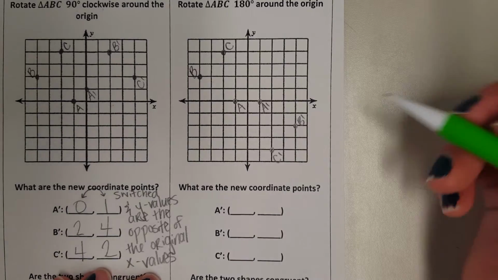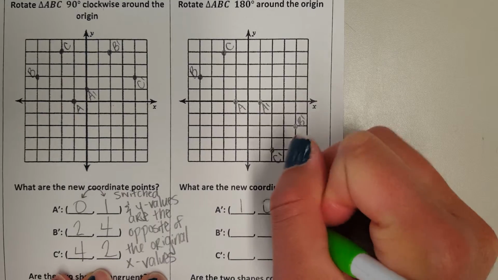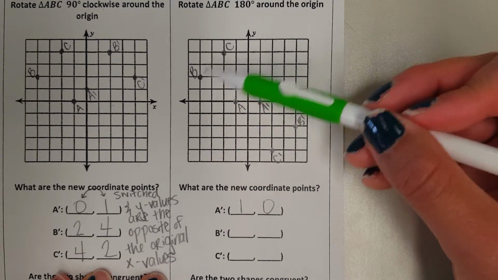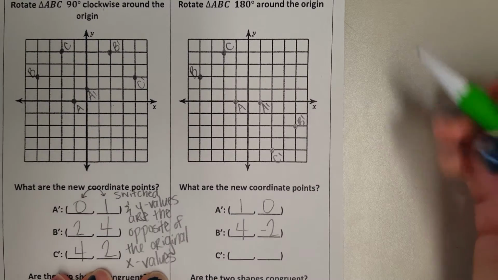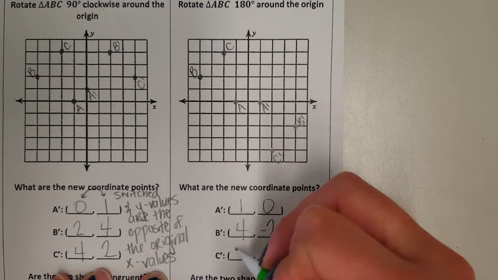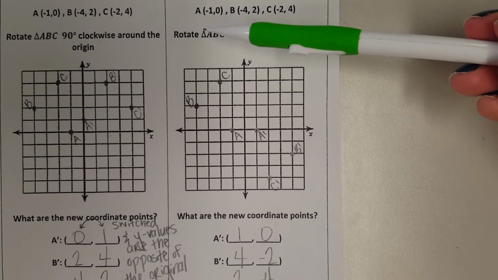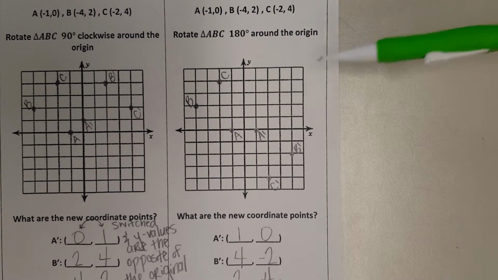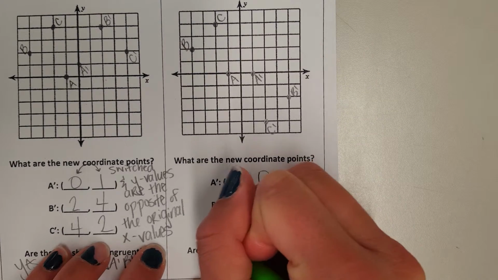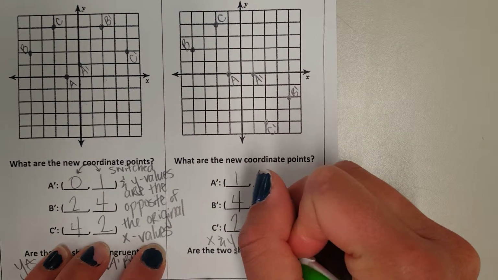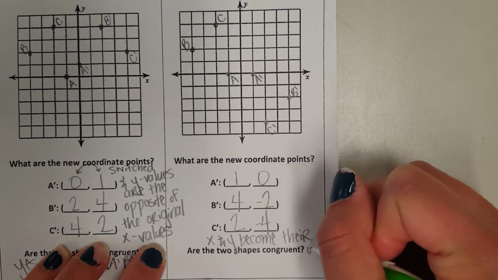So the new coordinates, A prime is on the opposite side of the y-axis, so now it's at 1, 0. B prime is no longer in quadrant 2, it's in quadrant 4, which is 4, -2. And C is also, so that is 2, -4. So if we look at our original points, A, B, and C, they're in the same order, except both of them have become the opposite values. So X and Y become their opposites.